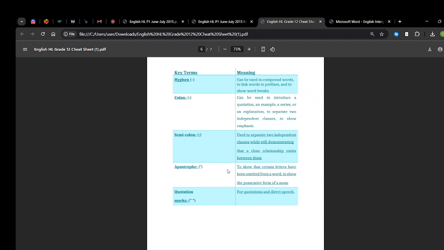Then you have an apostrophe. An apostrophe is used to show that certain letters have been omitted from a word, and to show the possessive form of a noun. Don't worry, guys, we'll see many examples of this also in the groups when I send you exercises to practice, because I think we know each other now. Last week was just starters. Going forward, there'll be exercises and more movement and activity in the groups.